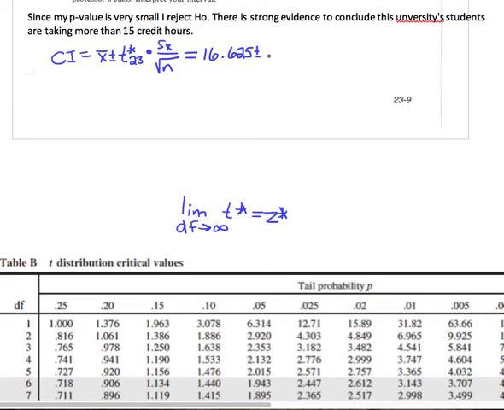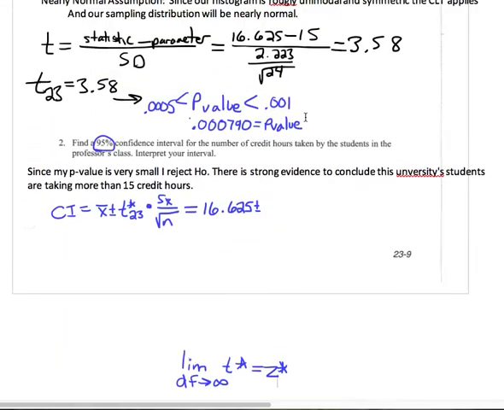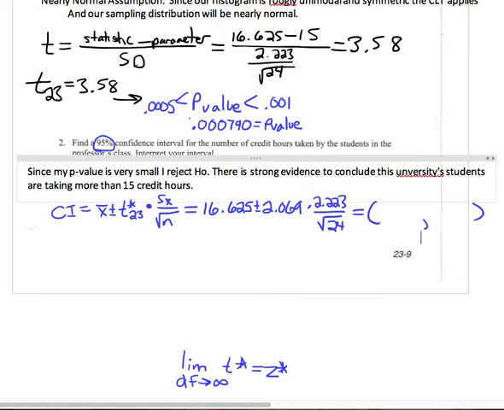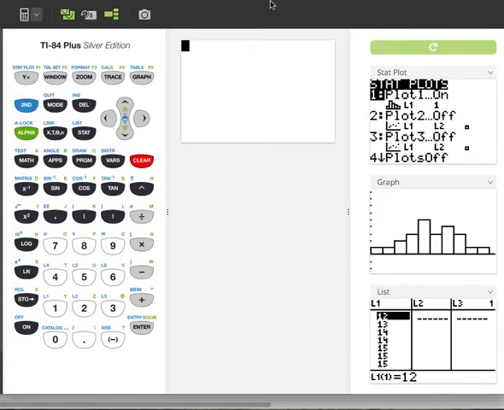So t star sub 23, I've already forgotten what it was. Let's go back down before I put the wrong number in. It's 2.069. Okay, so we're going to have 2.069 times the standard deviation, which was what? 2.223 divided by the square root of 24. And what's that going to be? We'll go and pop it in our calculator real quick.